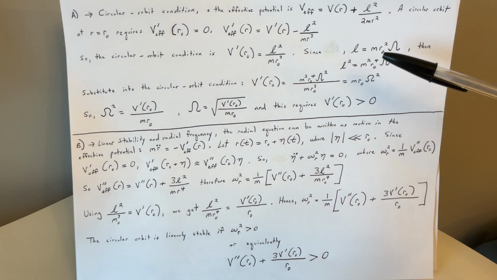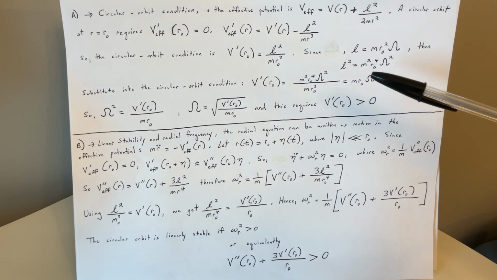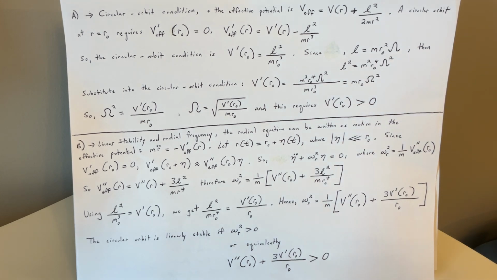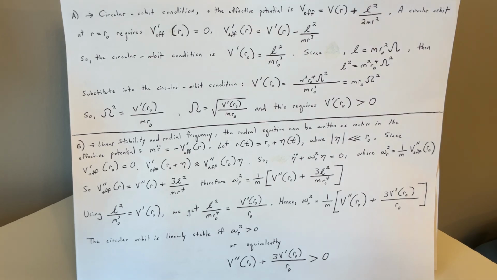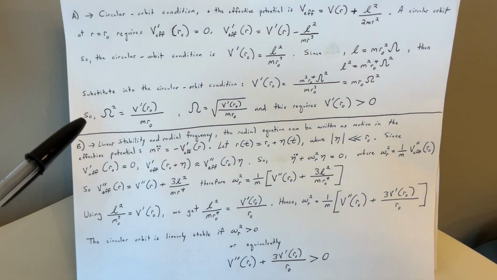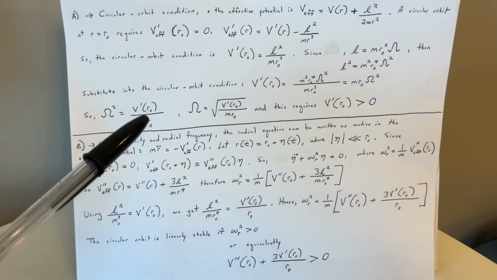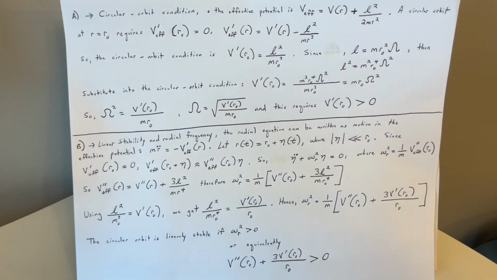And since L equals m r naught squared omega, then L squared equals m squared r naught to the fourth omega squared. So substituting into the circular orbit condition, V prime of r naught equals m squared r naught to the fourth omega squared over m r naught cubed, and that is equal to m r naught capital Omega squared. My apologies for the omegas and the way they're drawn. Sorry about that. So capital Omega squared equals V prime of r naught over m r naught.